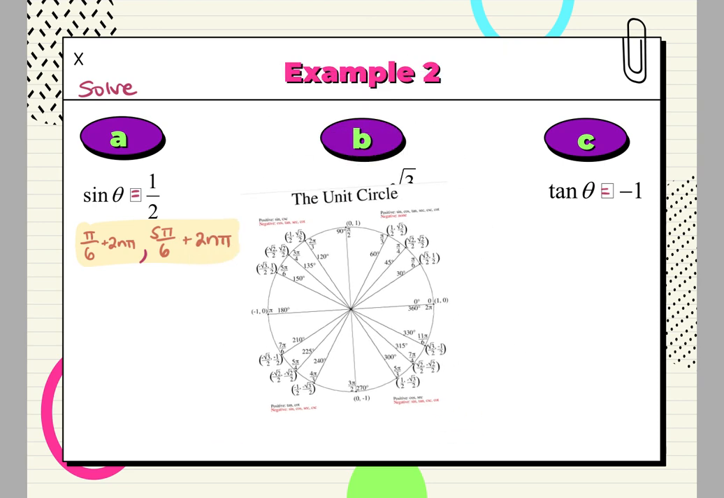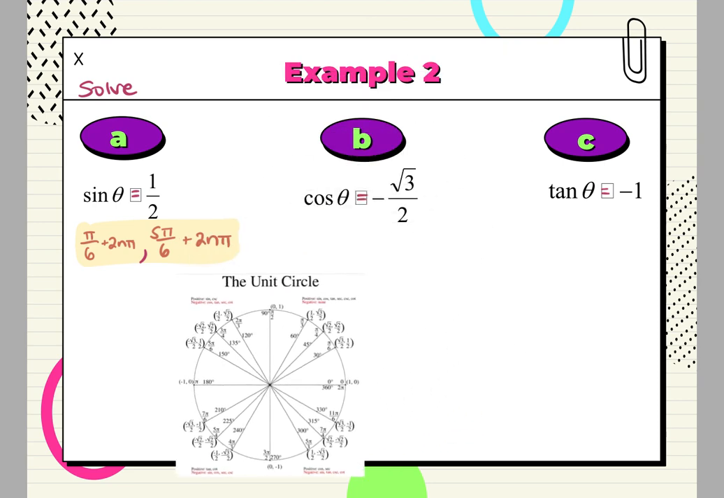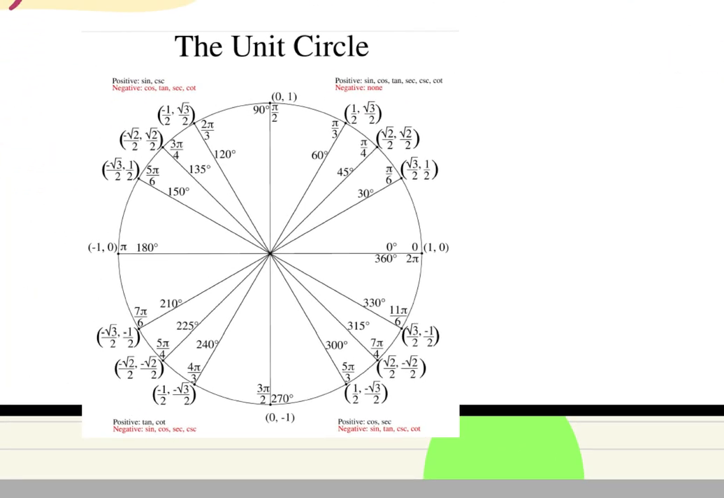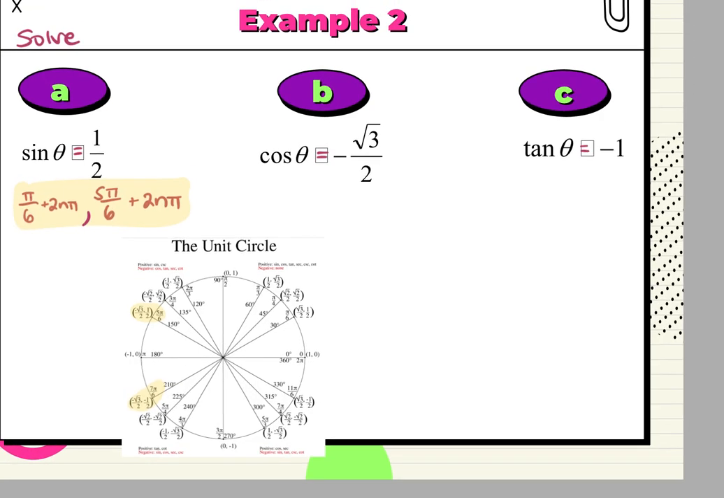The next one says cosine is negative root 3 over 2. So if I look at my cosines, I'm looking at my x values. Which angles have negative root 3 over 2? Seven pi over 6 is one of them. And 5 pi over 6 is the other one. And because the interval is not in my instructions, I'm going to say 5 pi over 6 plus 2n pi. And I'm going to say 7 pi over 6 plus 2n pi.